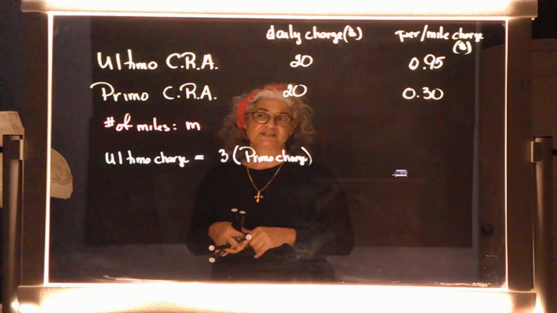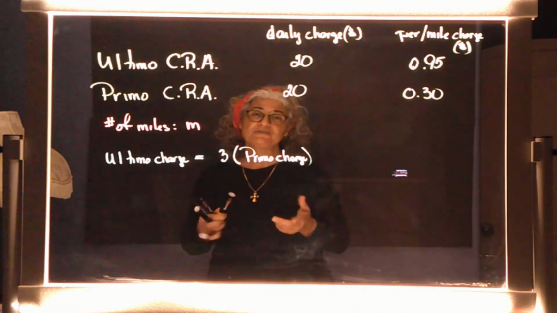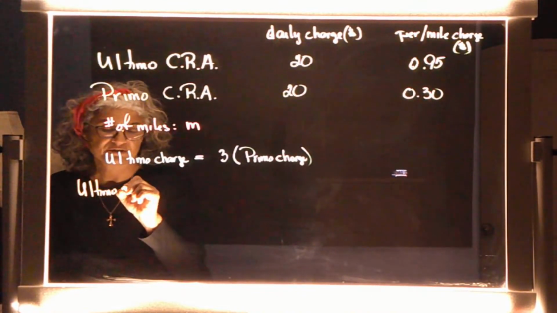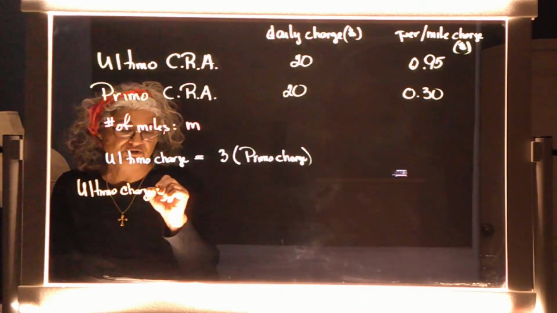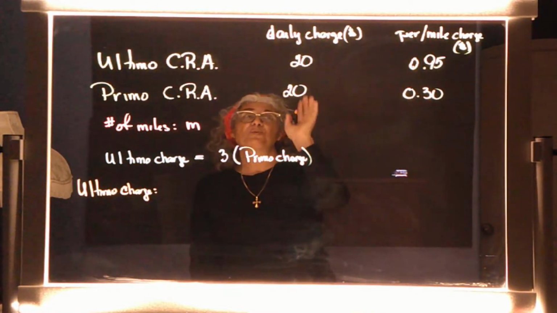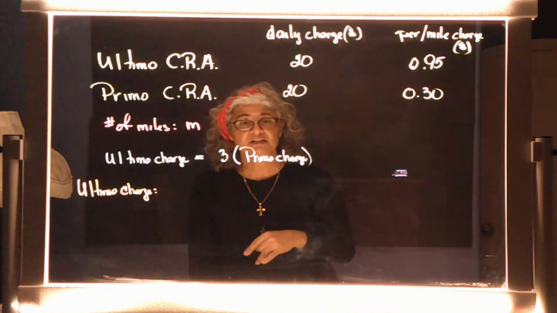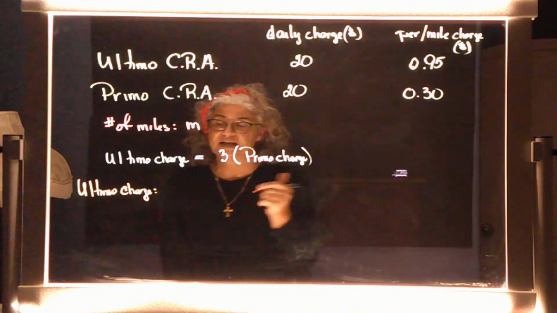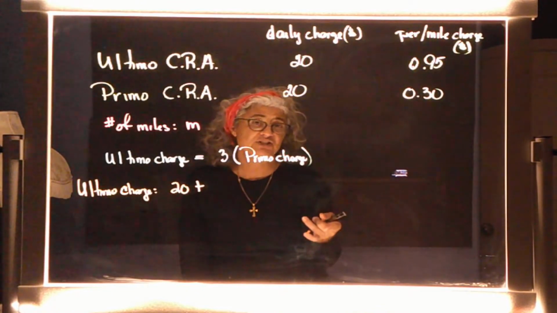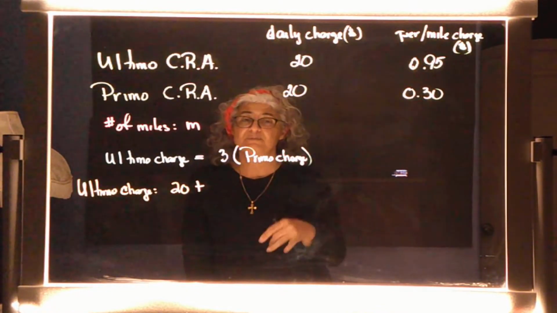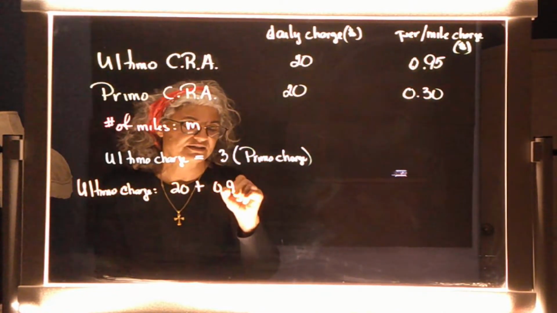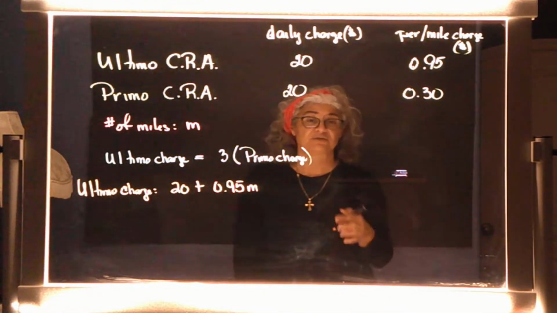All right. So here's the deal. How do I figure out Ultimo's charge? You're going to go rent a car at Ultimo, and they're going to tell you, well, it's $20 a day and 95 cents a mile, right? So for one day, you're going to do $20 and you're going to add to it, because they're going to charge you 20 bucks right off the bat. And then they're going to charge you 95 cents a mile. So how do I figure out that? Good. 95 cents times the number of miles I drive, right?